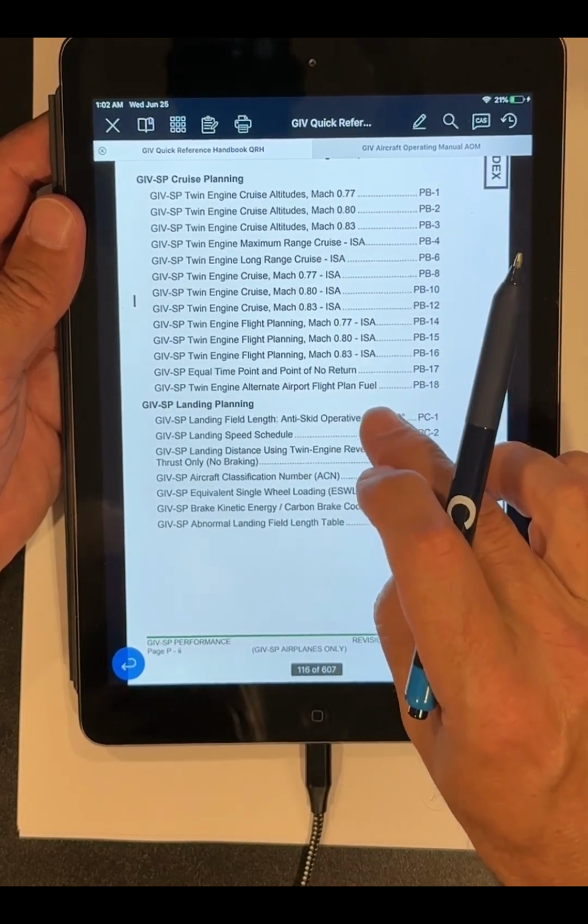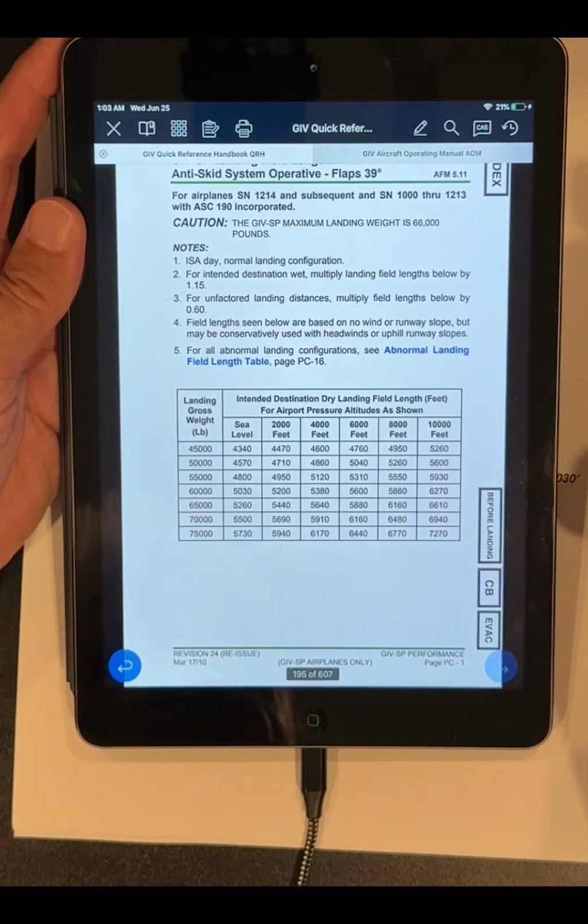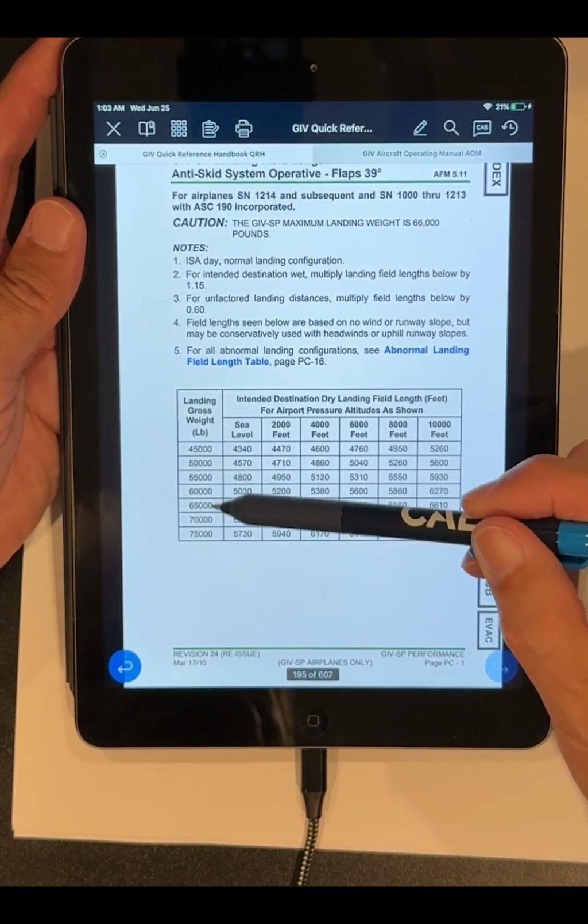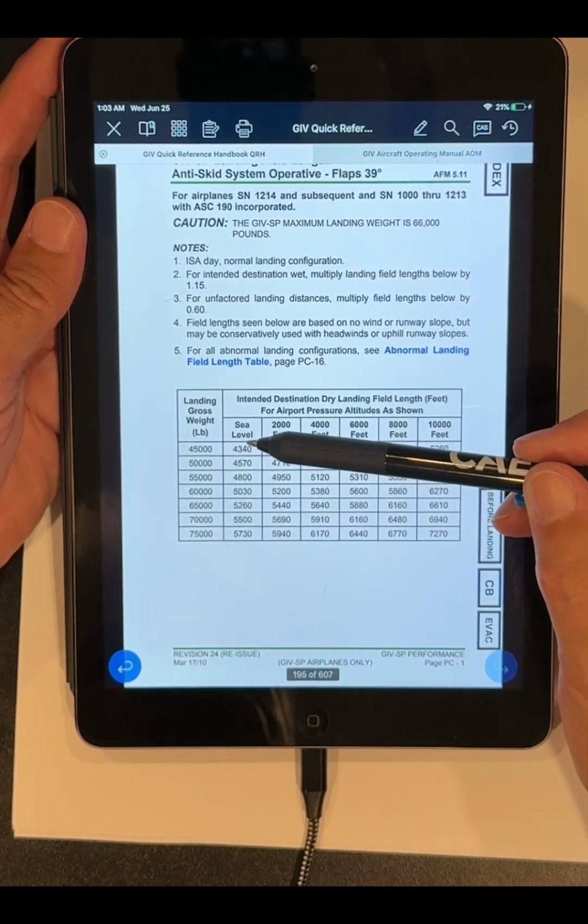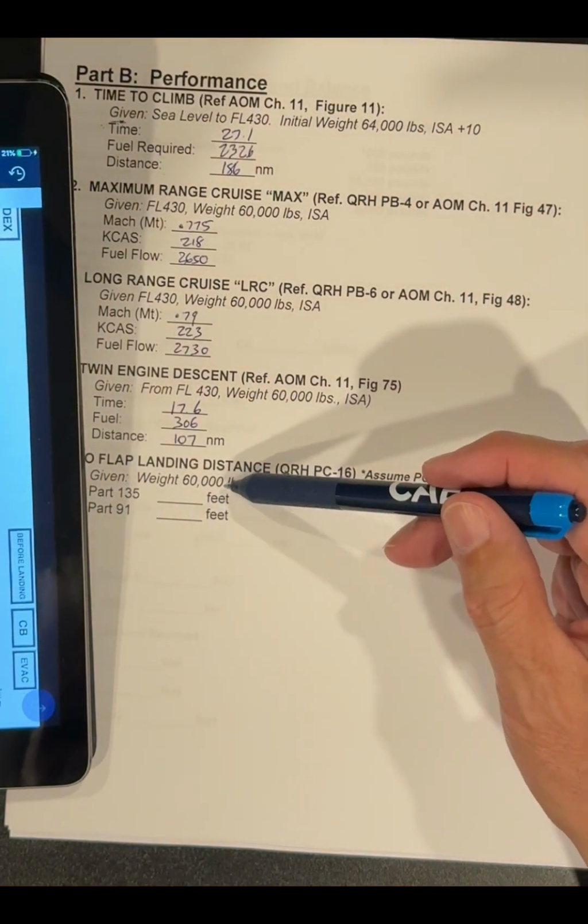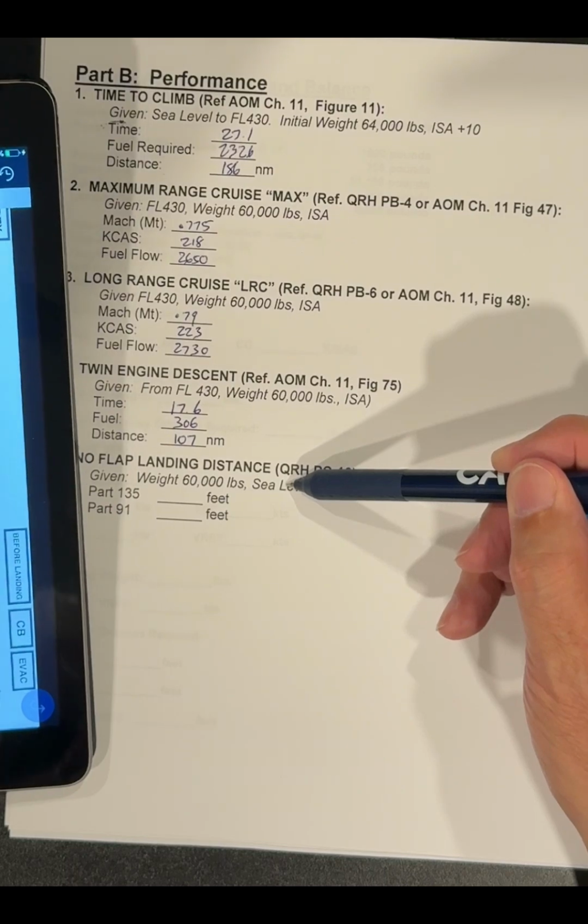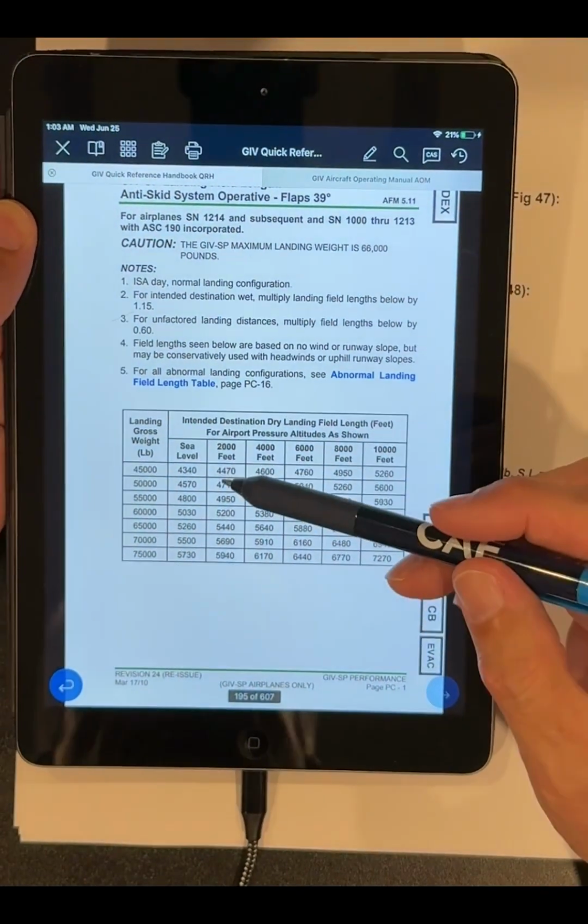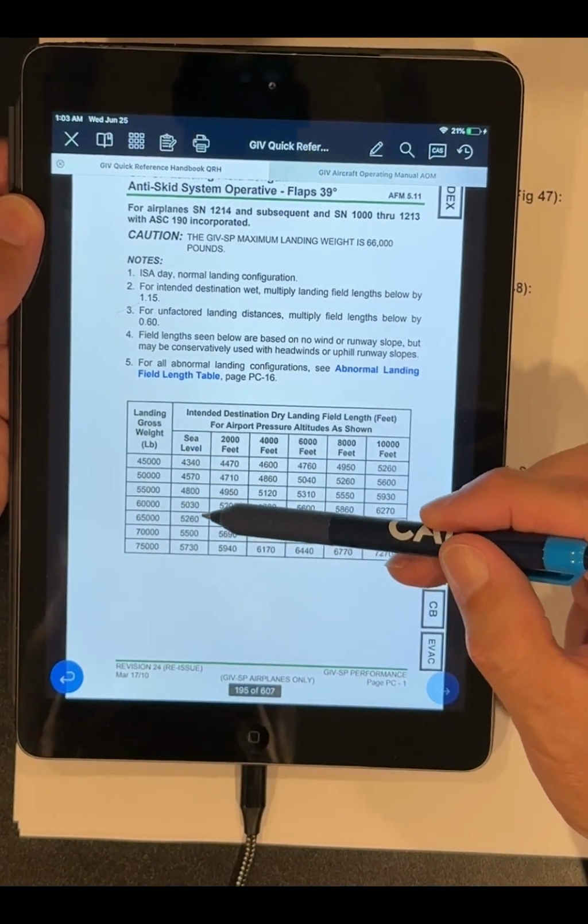Let's look at this chart first. This is very simple. We take the landing gross weight and we match it up to sea level. In this case, we're at 60,000 pounds at sea level, and we come up with what number? There's sea level, 60,000 pounds.